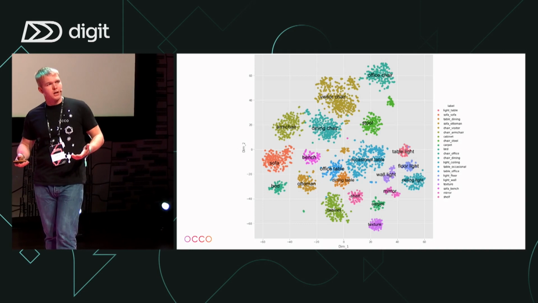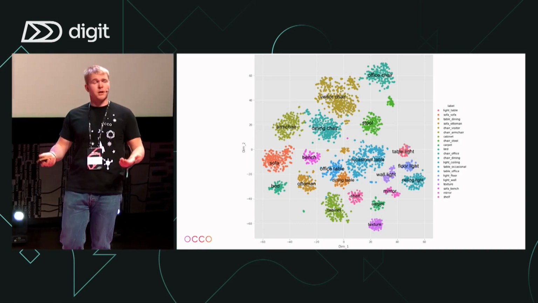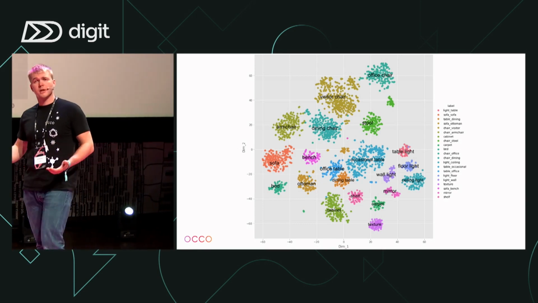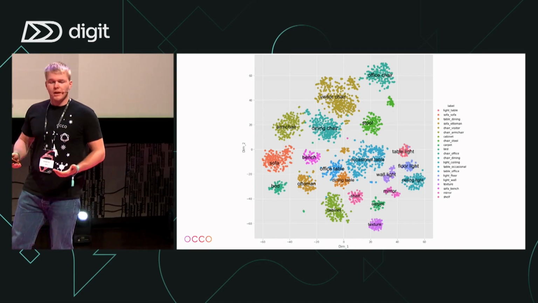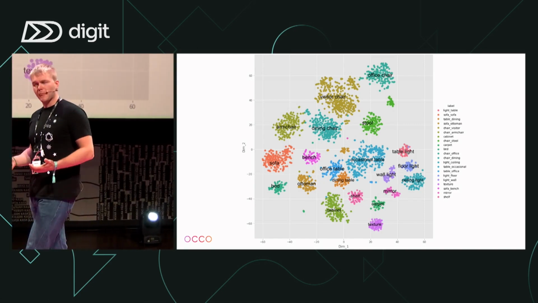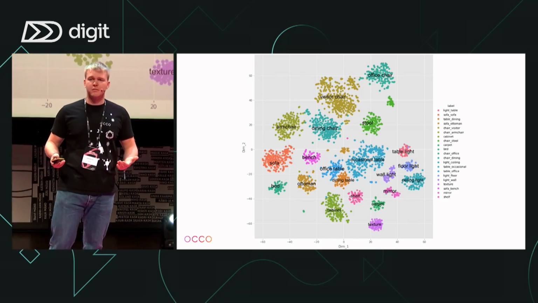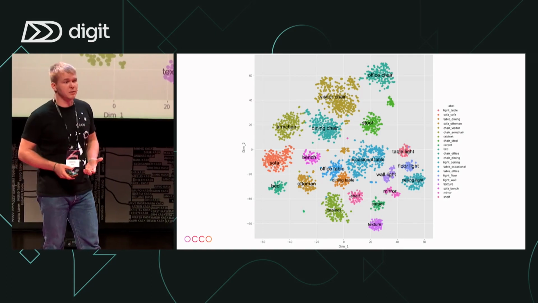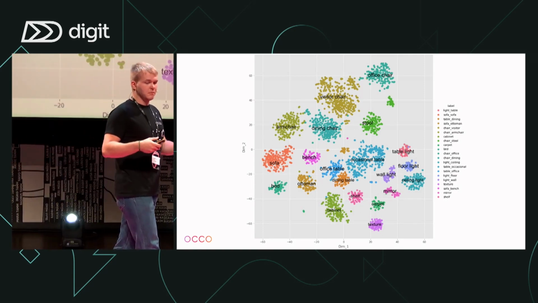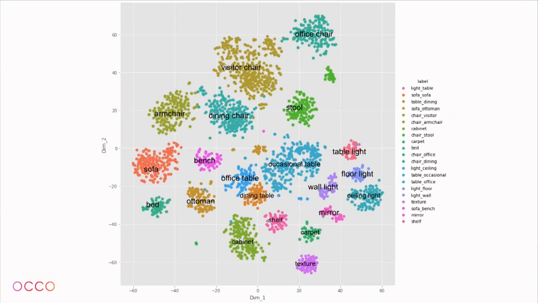But at OCCO, we took a part of our database, 60,000 products, and we turned them all into embeddings. So this is what you see. Similar things cluster nicely together in specific clusters. And what you also see is that things that are not exactly the same category, but kind of similar, like for example dining chair and office chair, also have their clusters placed together.